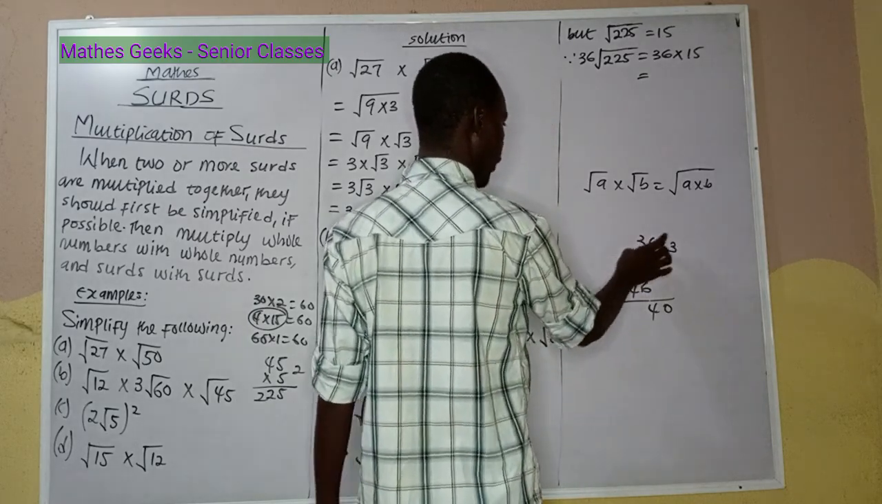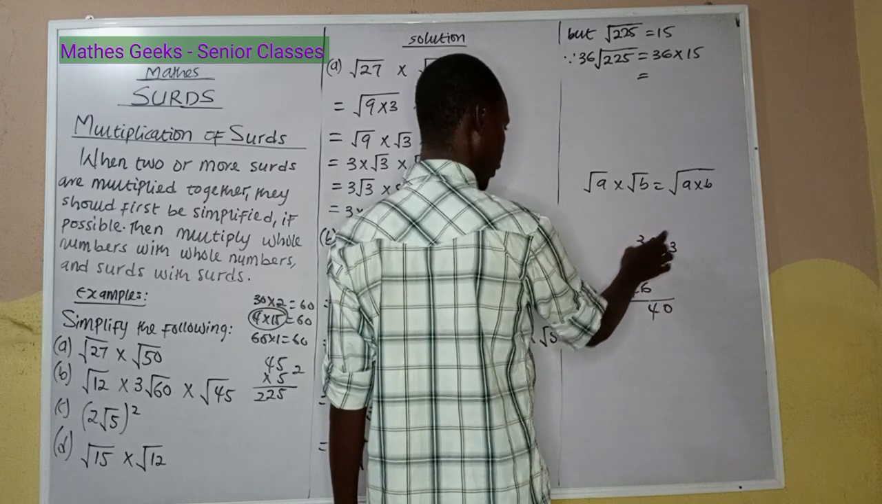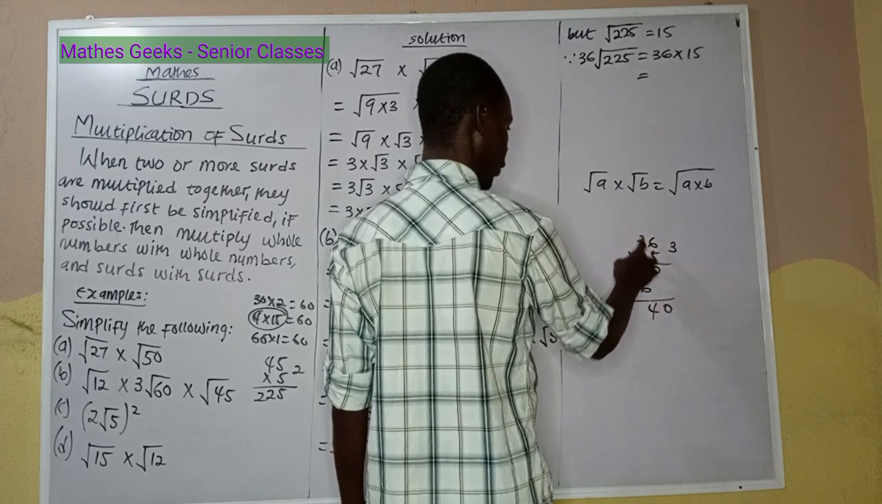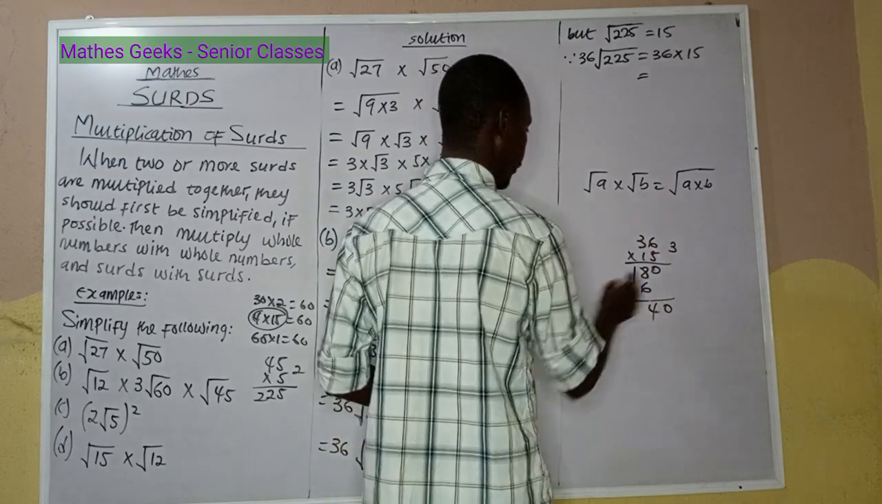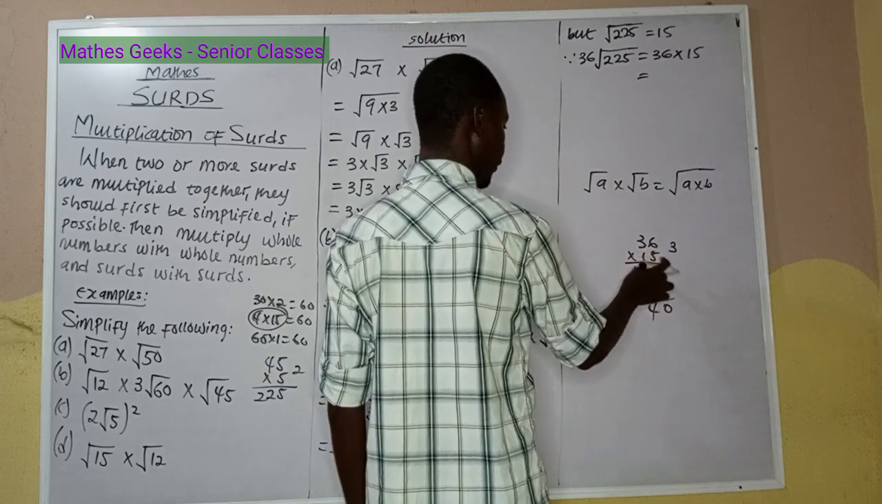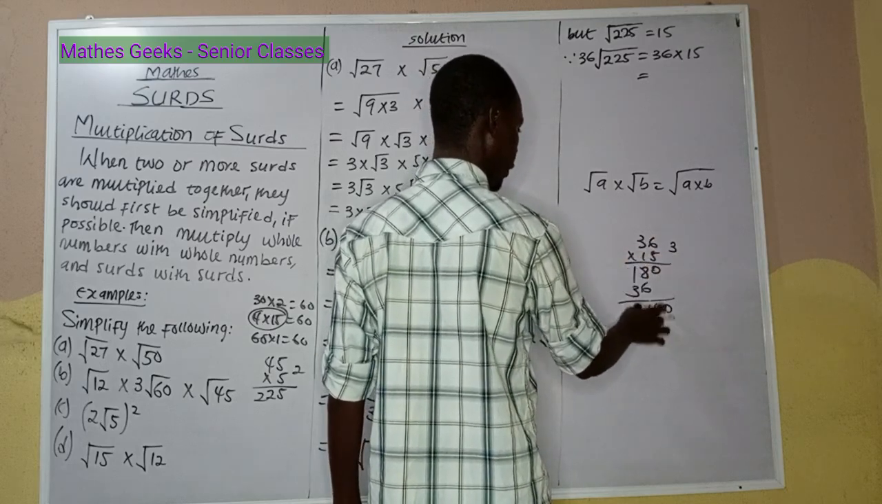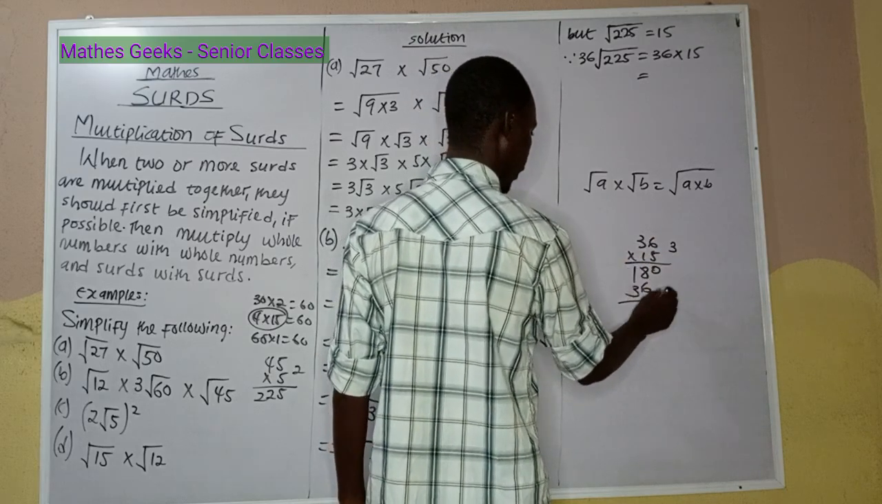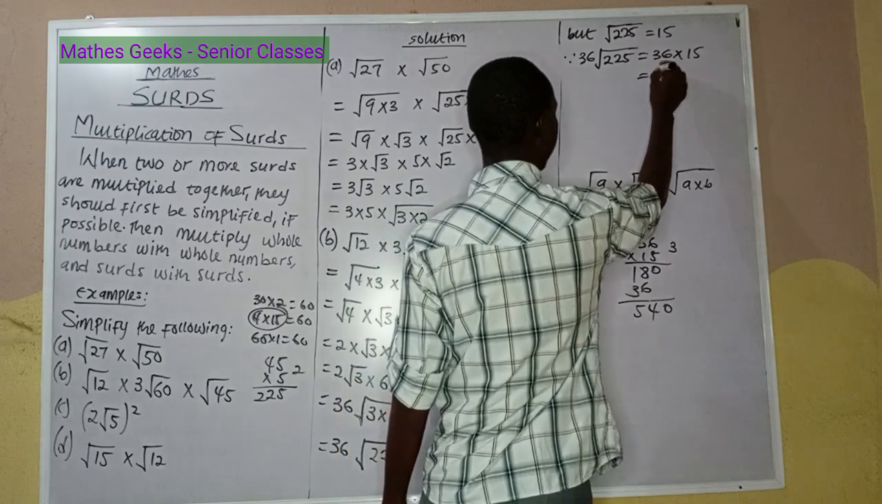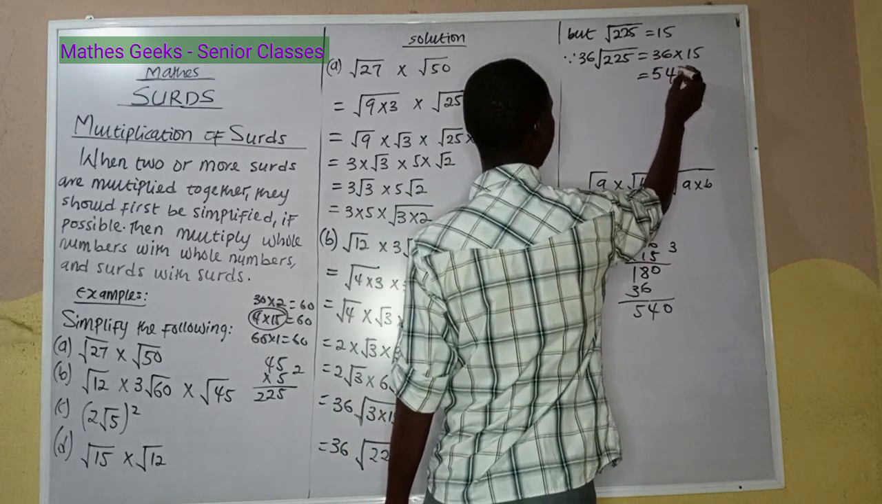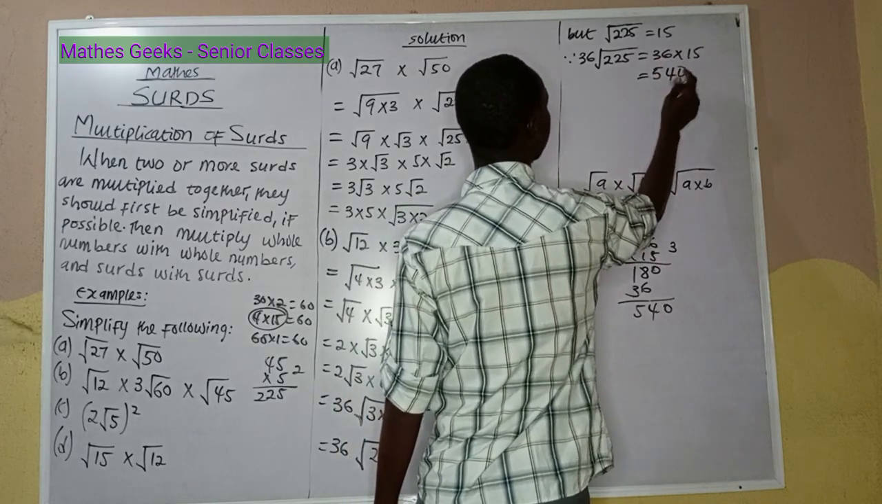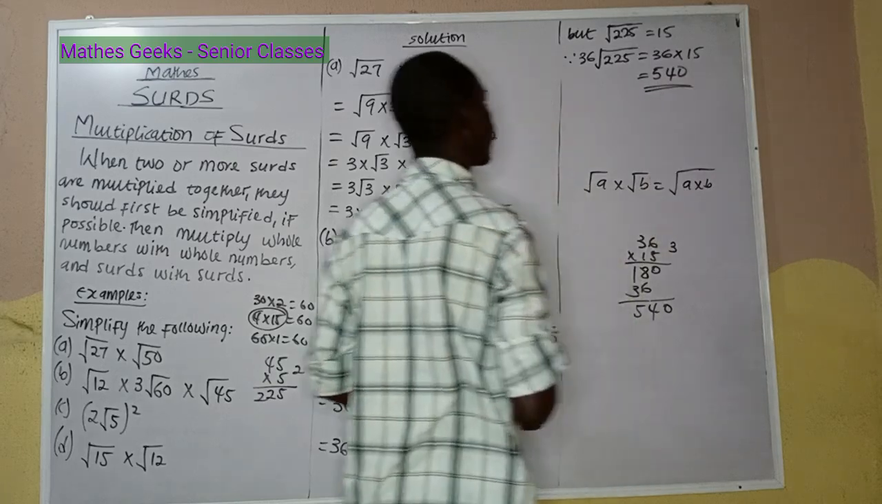So here it's not 4, it's 3. So 0, 8 plus 6, 14. 1 plus 3, 4 plus 1, 5. So the answer is 540. 540. So that's the answer.